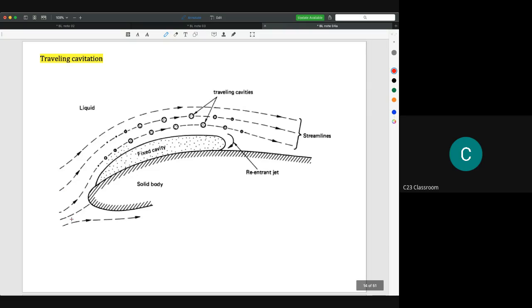So this is the idea of traveling cavitation. For example, we have a solid body here, and sometimes we find bubbles start to occur here and flow downstream. That is the formation of traveling cavitation. Later on we'll create a fixed cavity, or the supercavitation.